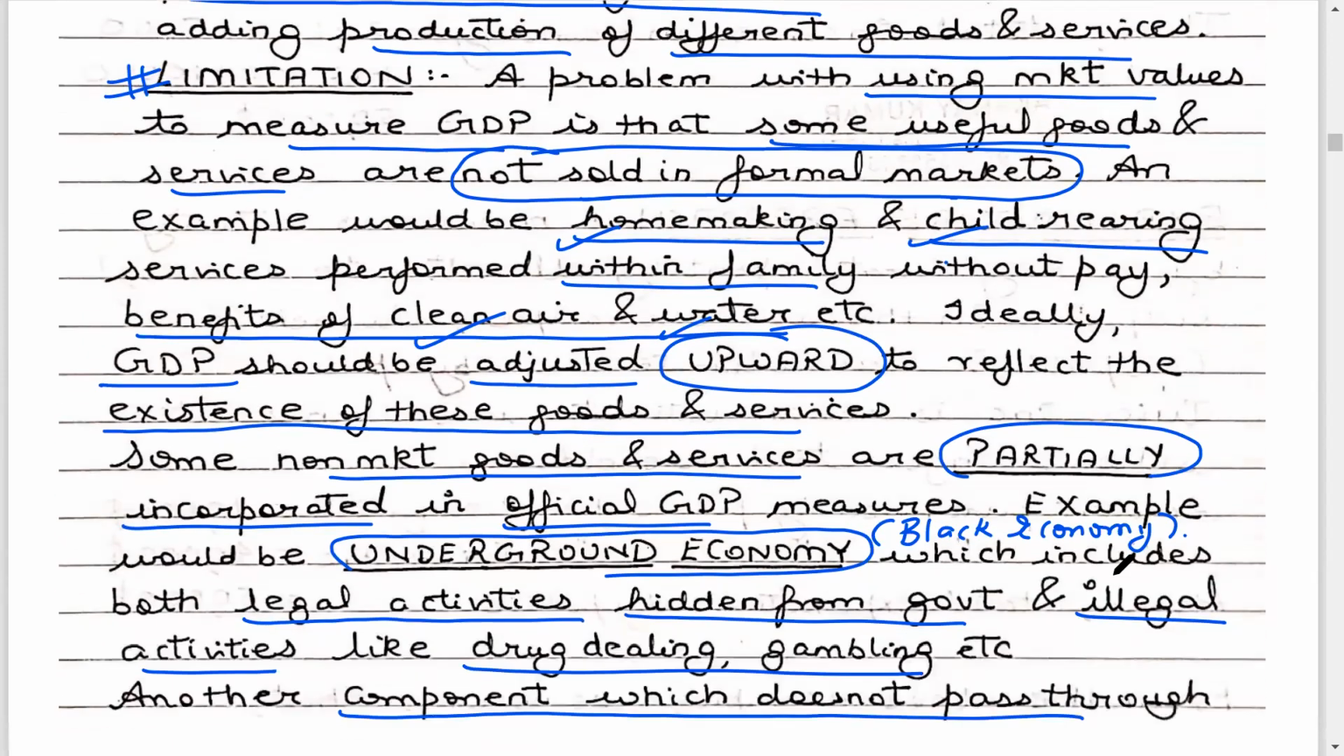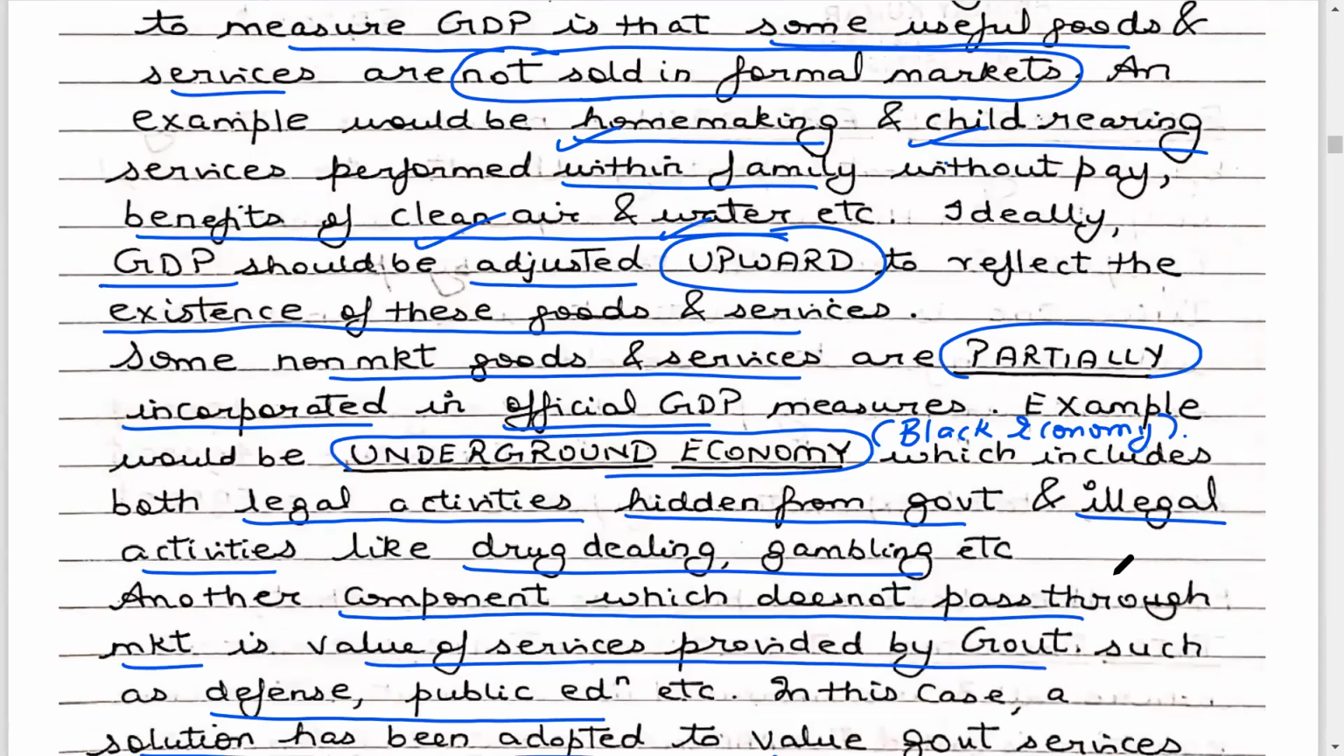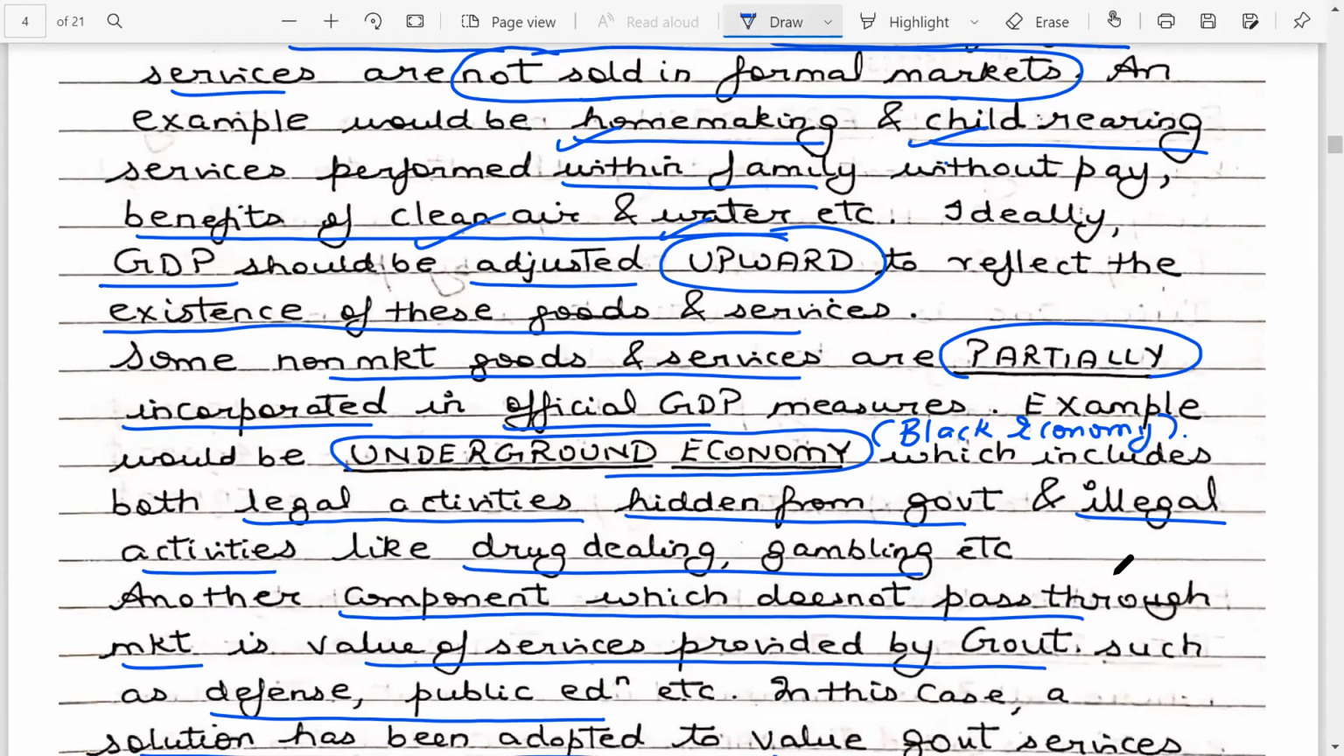Another limitation of using market value is that market value will not capture transactions in the underground economy. The transactions happening within the underground economy are not a part of the market. An underground economy includes legal activities also, which are hidden from the government, like tax evasion, not paying the relevant amount of taxes. It also includes illegal activities like drug dealing, drug smuggling, gambling. So there is no market for them. These are all hidden from the government.